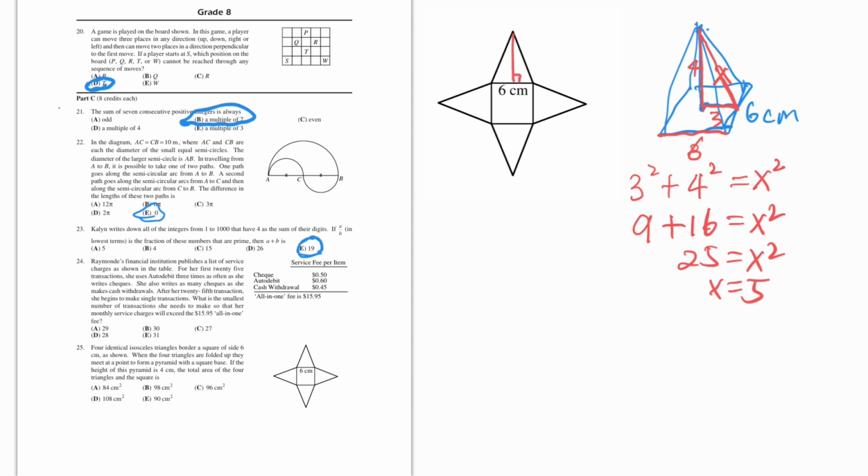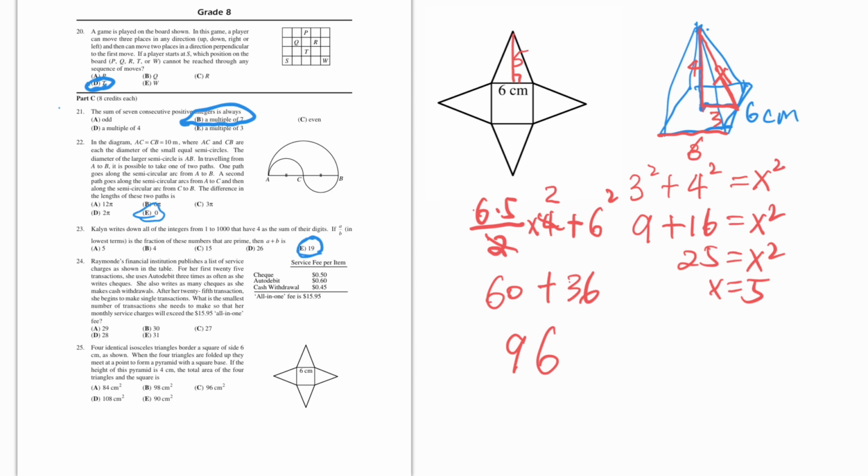Now x is the height of the triangle. So the base is 6, the height is 5. So the triangle area equals 6 times 5 divided by 2. The total is the four triangles times 4 plus the square area. The square area is the side length squared, 6 squared. Cancel the 2, that's 60 plus 6 squared, 36. That's 96. So the total surface area is 96. So the answer is C.